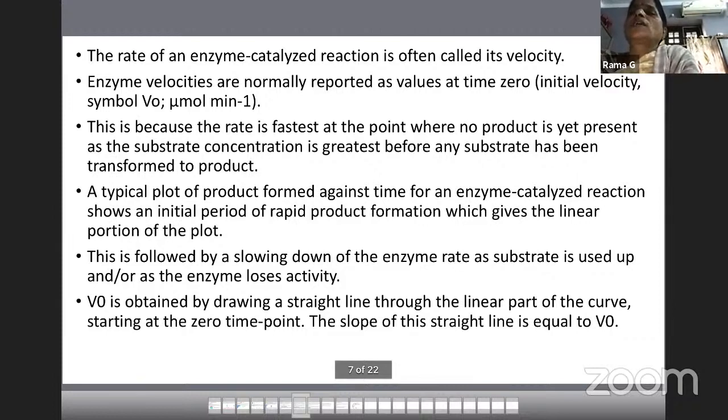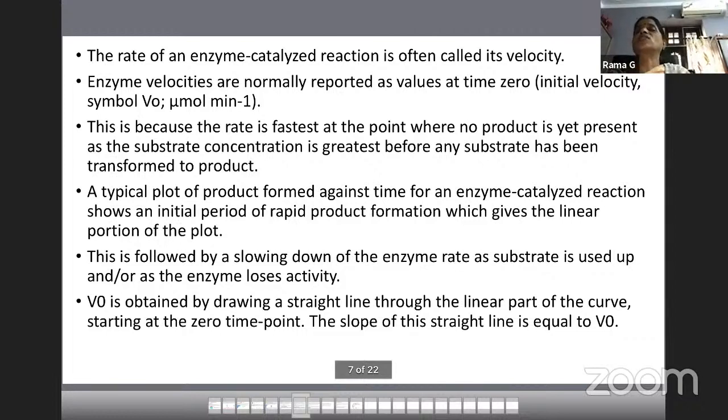That's why the rate is fastest at the point where no product is present, as the substrate concentration is greatest before any substrate has transformed to product. That means initially the substrate concentration is more. Why? Because they have not started forming the ES complex, they have not yet participated in the reaction.